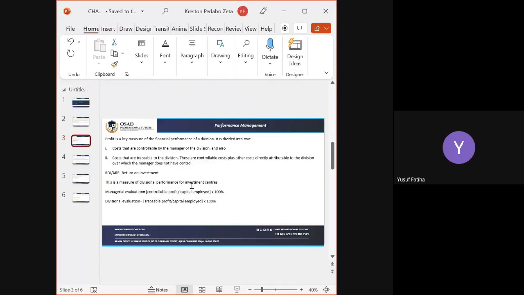We've divided it into two: costs that are controllable by the manager of the division, and also costs that are traceable to the division. That is, this type of cost is the one that is controlled by the manager, the one that the manager has opinions on, that should we incur this or should we not incur it. We can refer to these as direct costs, because the manager has influence on this particular direct cost.